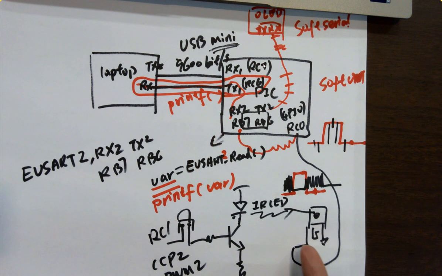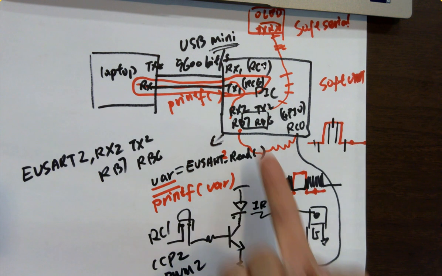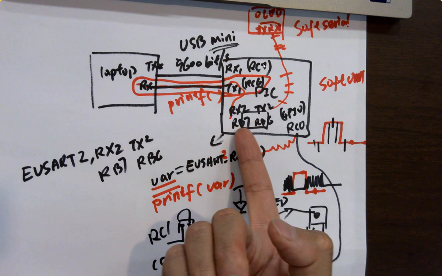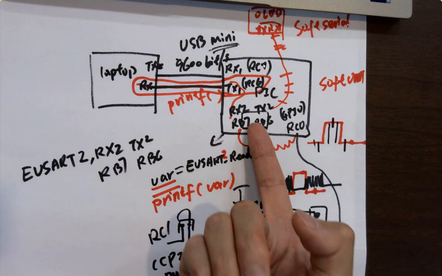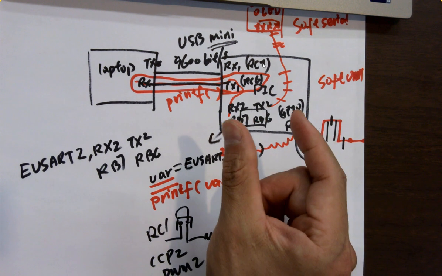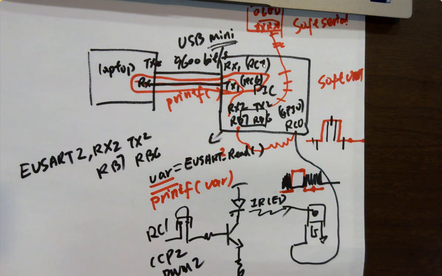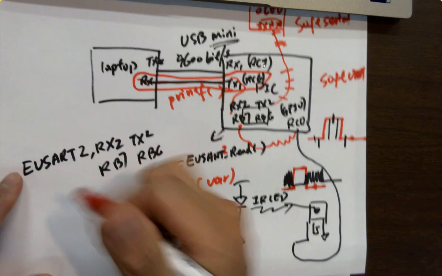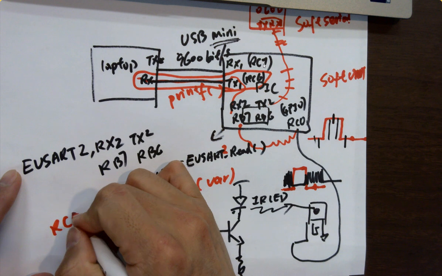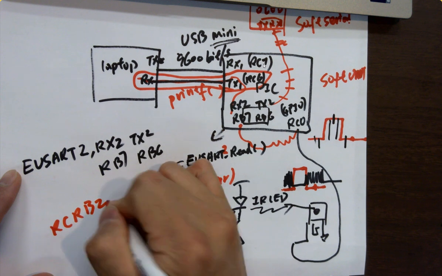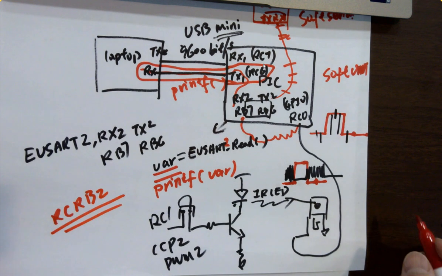Pull it down to 0. Whenever this one gets put down to 0, it knows that a signal comes in and starts receiving the data, which is put in a register. It's a receiving register. I think the name of the register is RCREG2, whatever, okay?